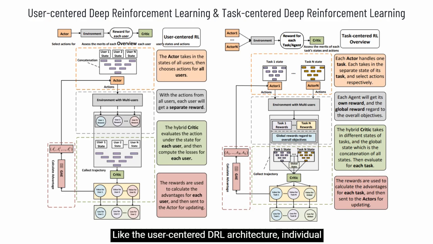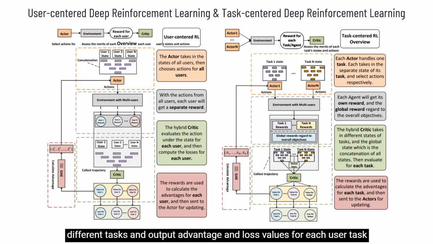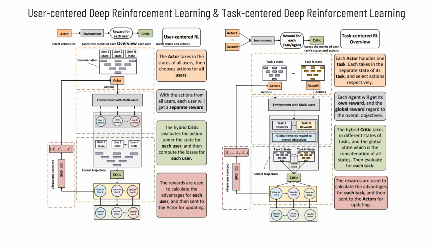Like the user-centered DRL architecture, individual user states are combined and fed into the actor. The actor is responsible for generating actions for each task and will produce a reward for each user. The multi-head critic will then take in combined user states across different tasks and output advantage and loss values for each user task configuration to update the unified user and task actors and critics.